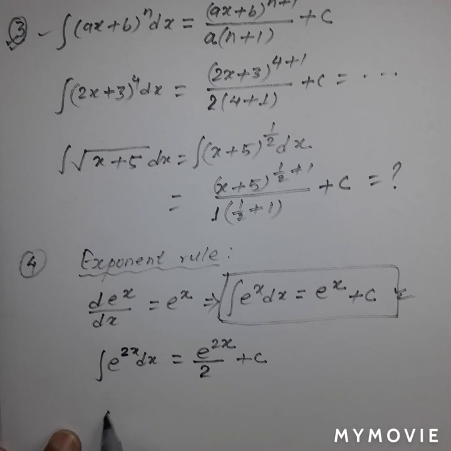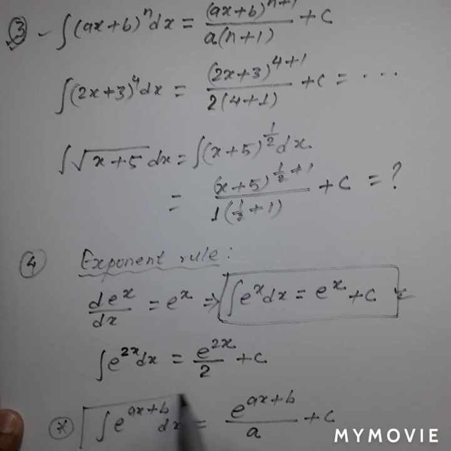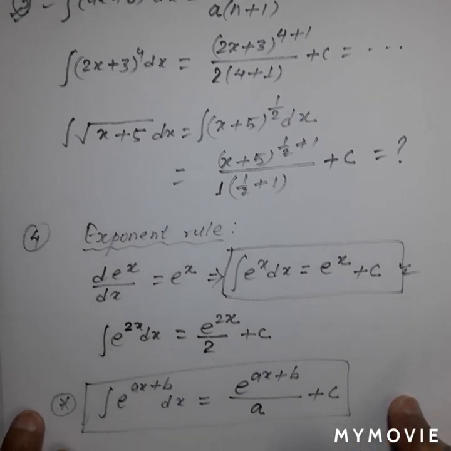Similarly, if you are given e^(ax+b) dx, what is its antiderivative? It is e^(ax+b) as it is, divided by the coefficient of x, which is a. So we divide by a. This is also very important. This is also a formula. We can use it as a formula while doing some questions.